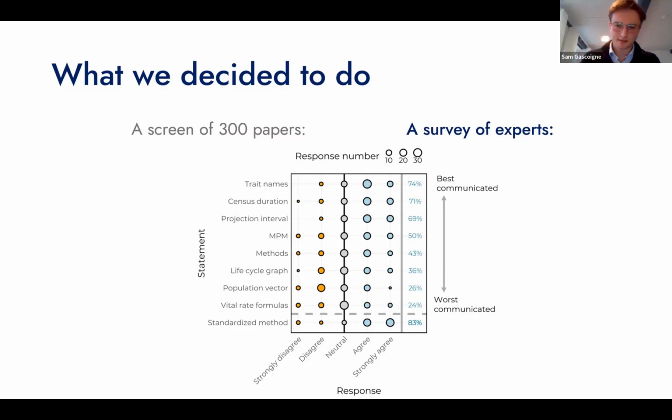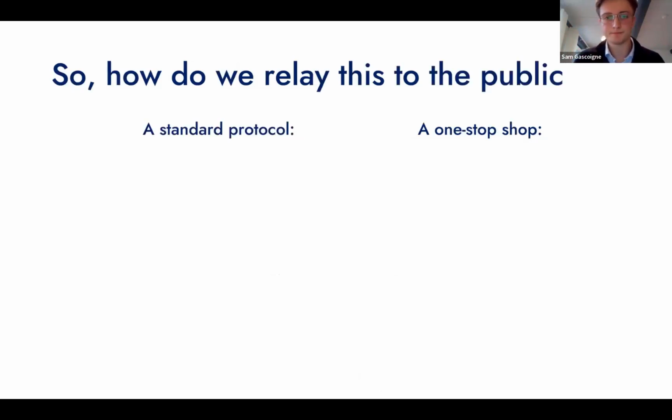So these two, the screen and the survey, gave us a sense that we're not doing the best job within structured demography of communicating the methods and the data that we use to build our MPMs. And this left us with a bit of a pickle, really, because we wanted to provide the best value for the field. And we didn't necessarily know immediately how to do that.